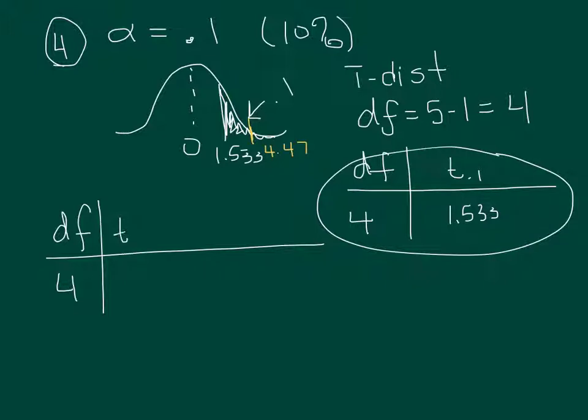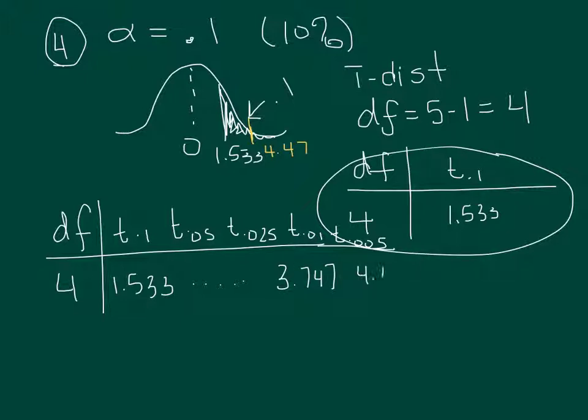So t of 0.1 we got was 1.533, and t of 0.05 we need, and t of 0.025, and t of 0.01, I'm going to run out of room, and t of 0.005. I think those are the ones we need. So anyways, I'm just going to skip some numbers. You can look in the table if you want to follow along. But t of 0.01 is 3.747, and this one is 4.604 for 0.005. So right here, our number of 4.47 falls in between these two numbers.